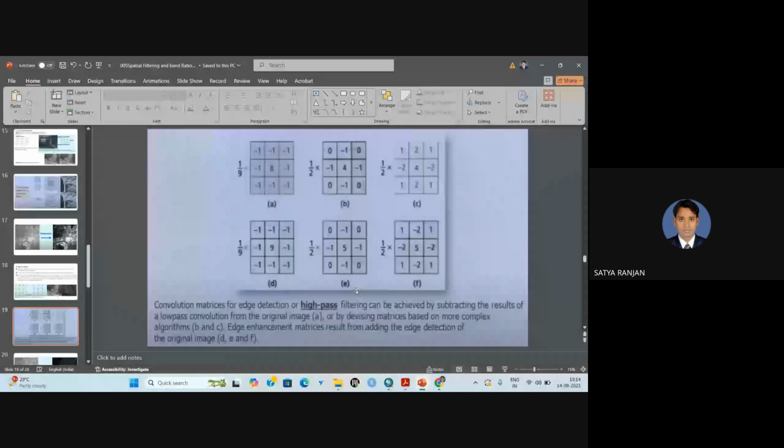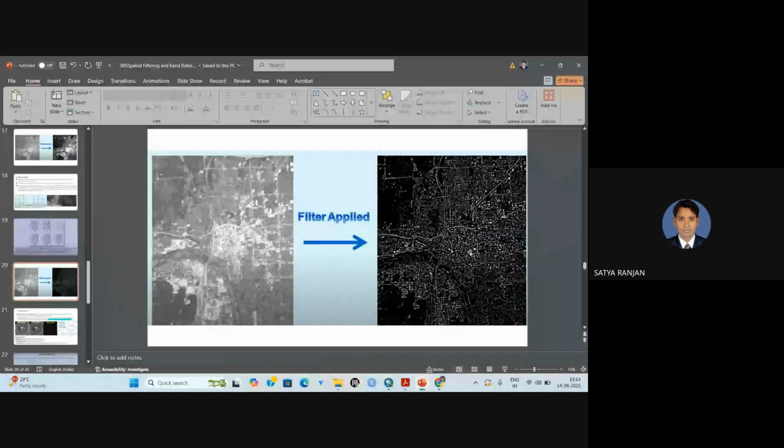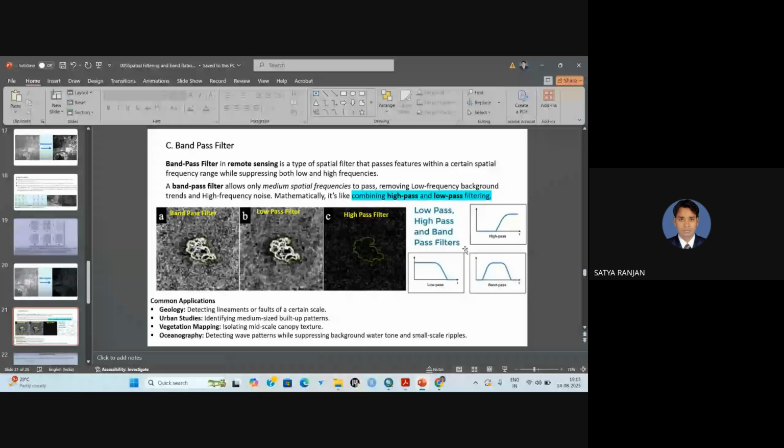Then this is the resultant satellite image. The upper one is the original image, and the lower one is the filtered image. This is one of the examples of low pass filtering. When the low pass filter is applied, this is the result. Some of the brightness values are largely affected, and it gets a much brighter tone.